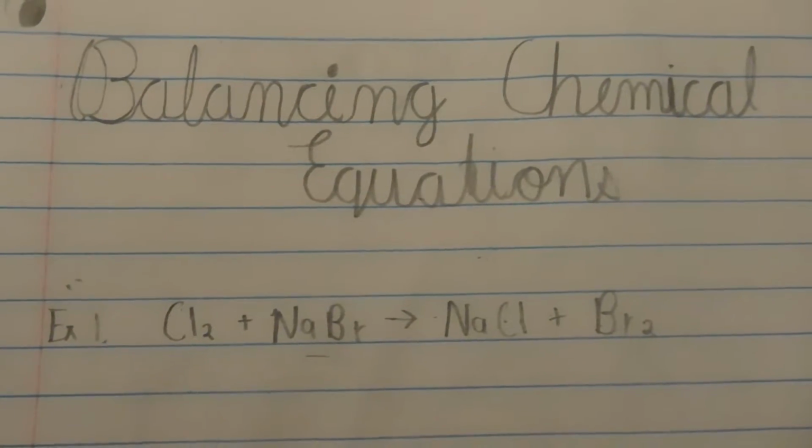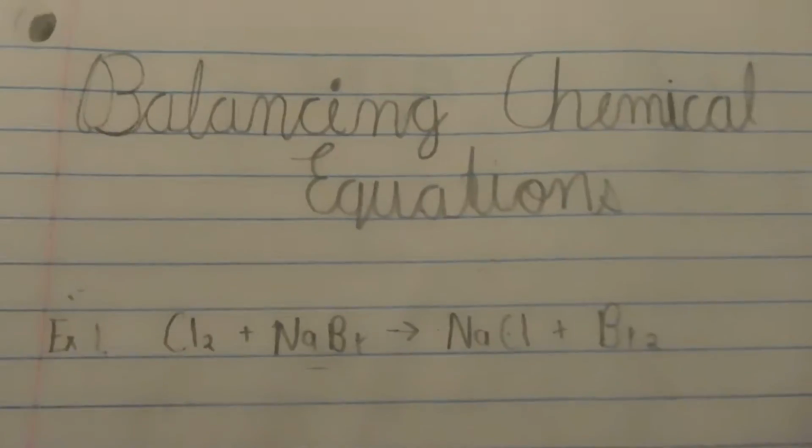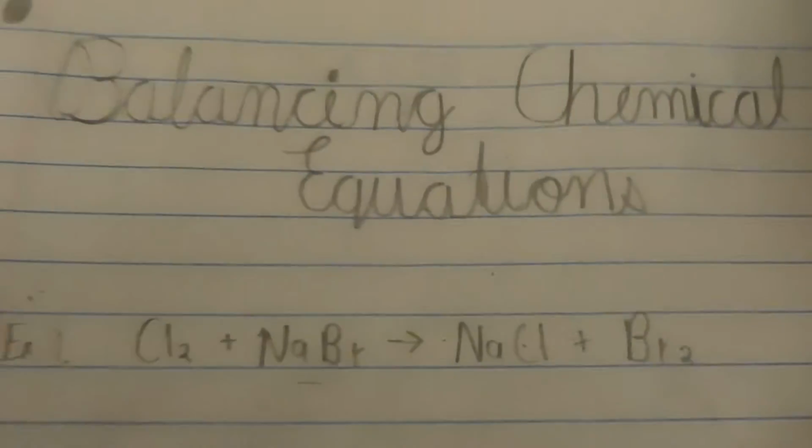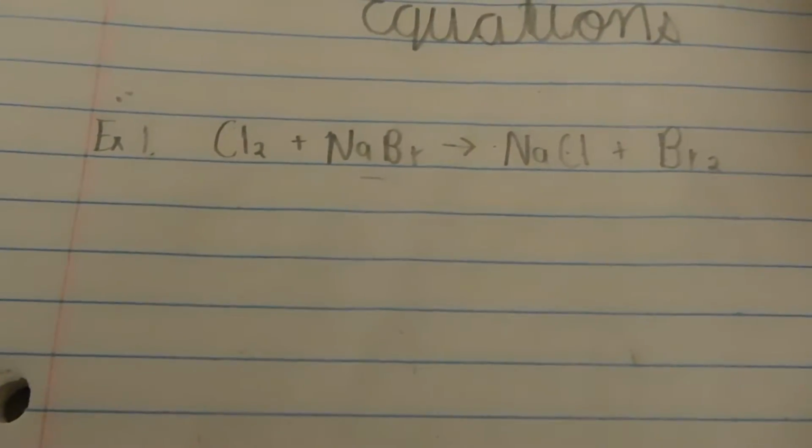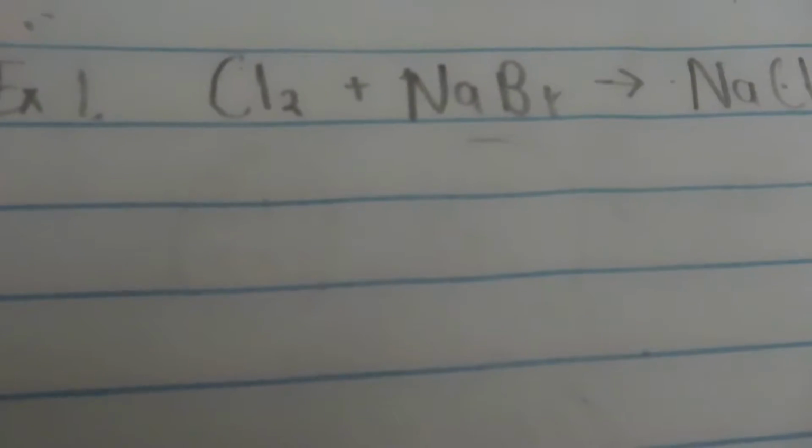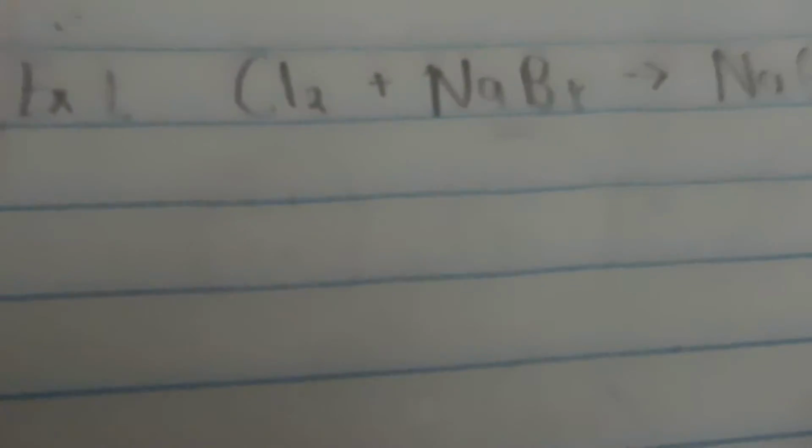Today I'm going to show you how to balance a chemical equation. For this exercise, I'm going to be using a method called the bubble method. The bubble method is basically making a bubble for every element. So you want one bubble for each element at the start.